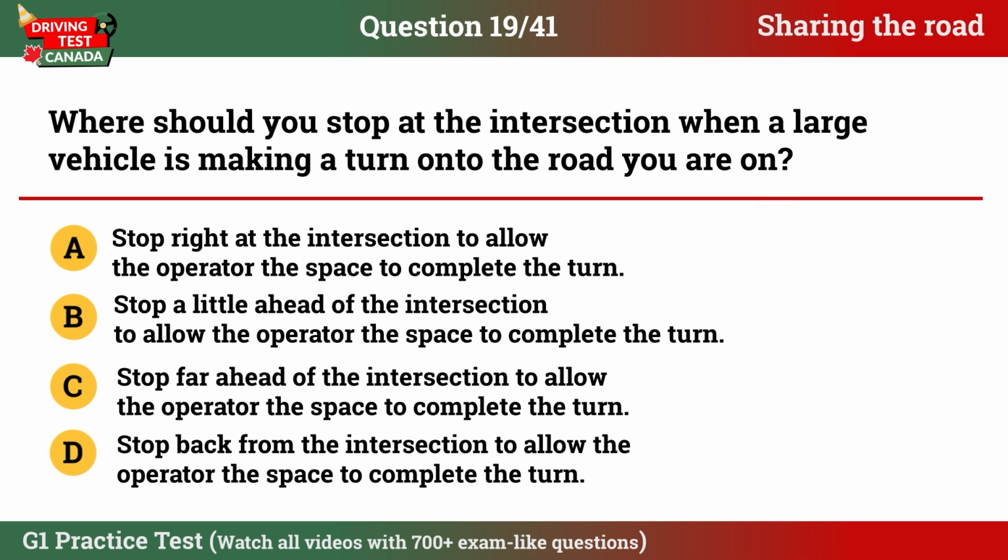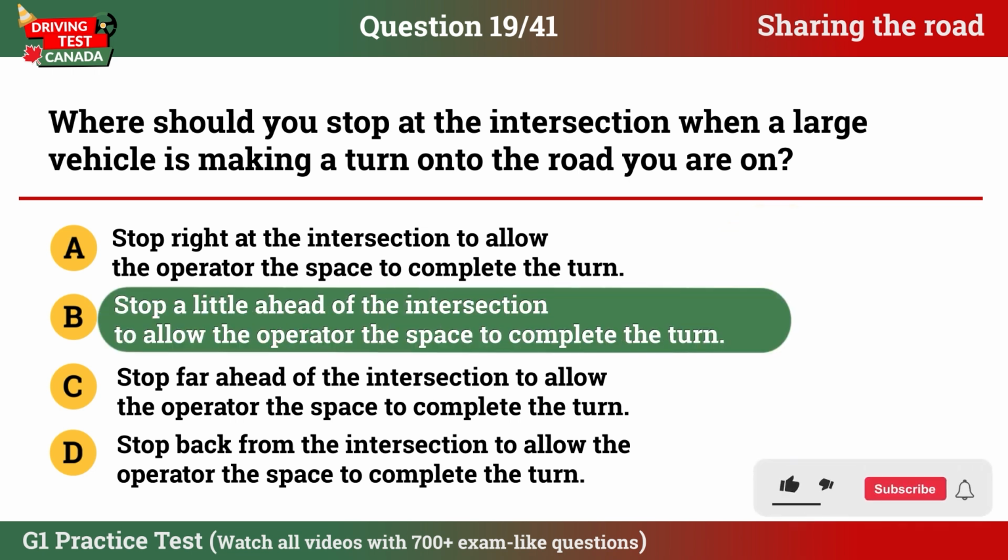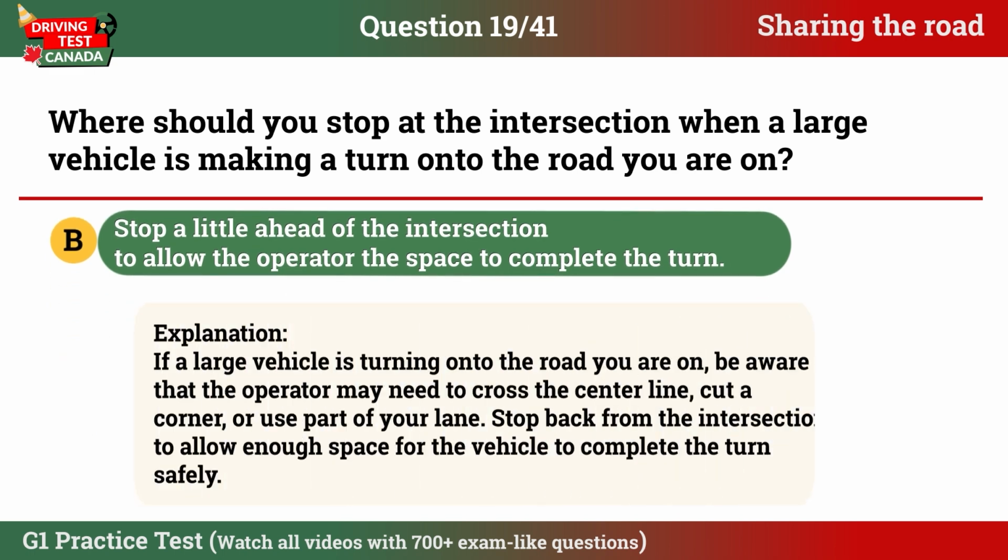The correct answer is B. Stop a little ahead of the intersection to allow the operator the space to complete the turn. Explanation. If a large vehicle is turning onto the road you are on, be aware that the operator may need to cross the center line, cut a corner, or use part of your lane. Stop back from the intersection to allow enough space for the vehicle to complete the turn safely.